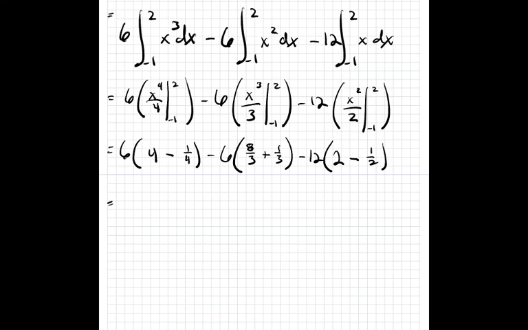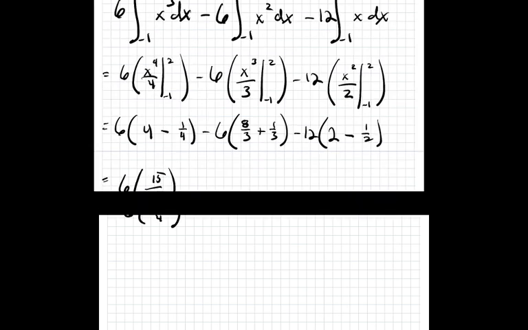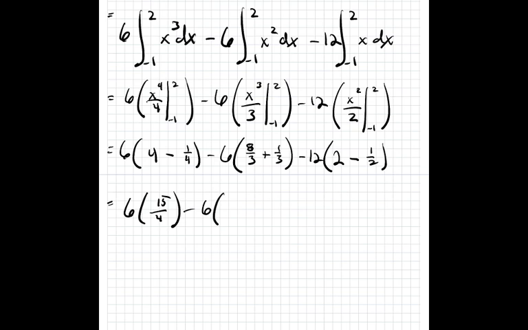3 3/4. 4 times 3 is 12, so 15 over 4. Nine over 3 is 3. 3 by 2. 1.5, right? So 3 by 2. Okay.